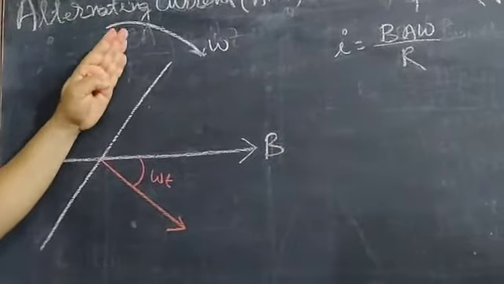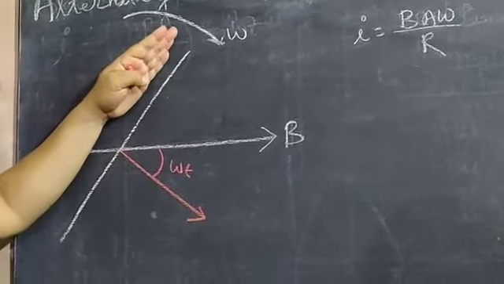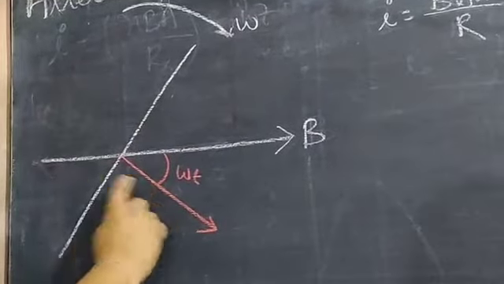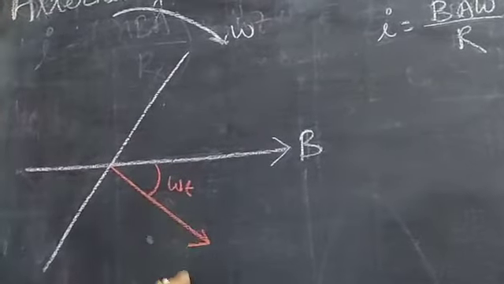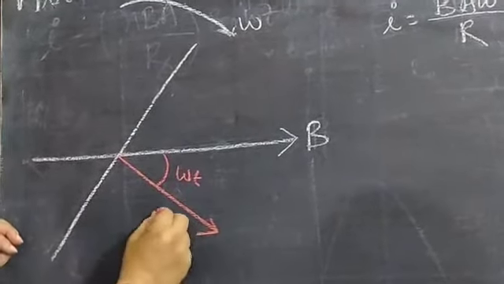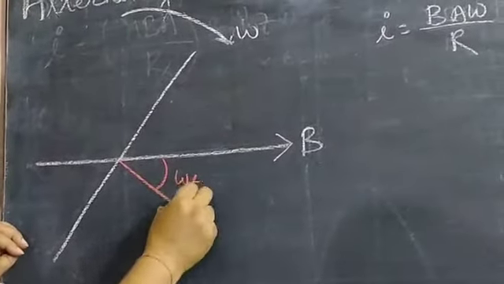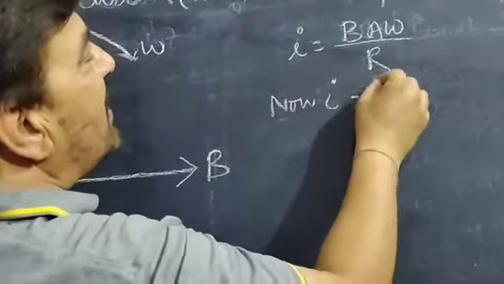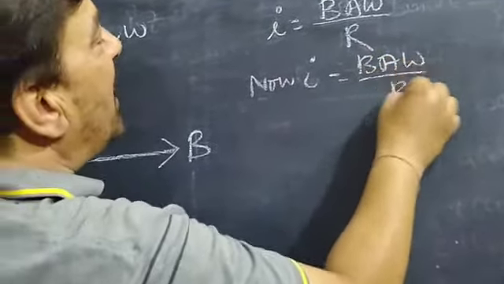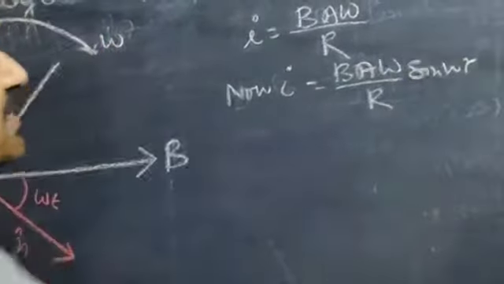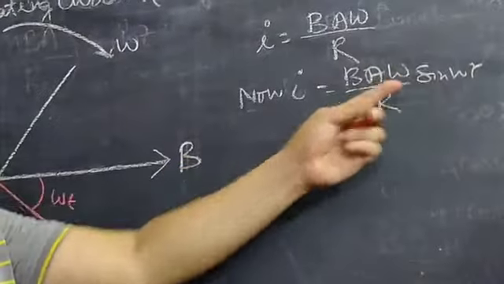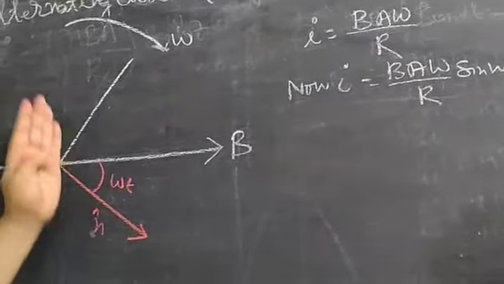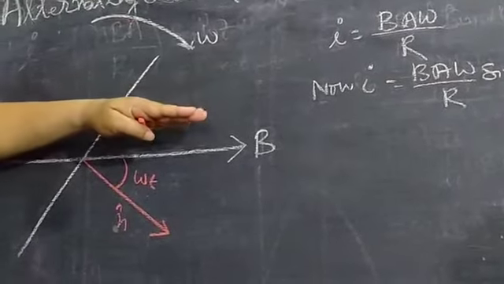When the plane of the coil has rotated by an angle omega t, the area vector will also rotate by an angle omega t. So at this time, the angle subtended by the area vector with the direction of the magnetic field will be omega t. So the current will now be I equals B A omega upon R sine omega t, and sine omega t will not be 0 here. So the value of current will increase, and it will be maximum when the plane of the coil has rotated by 90 degree.